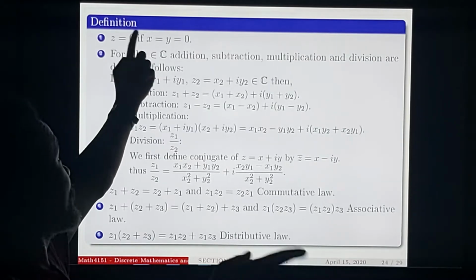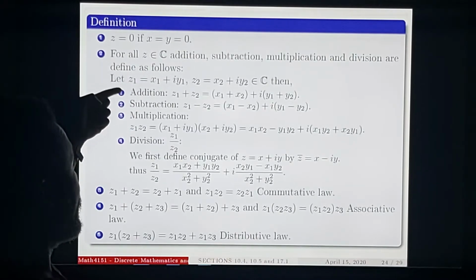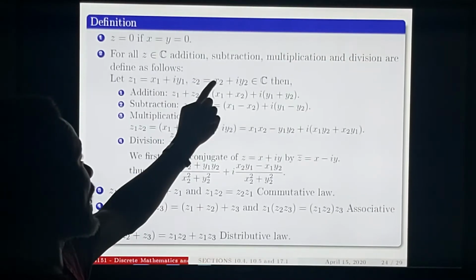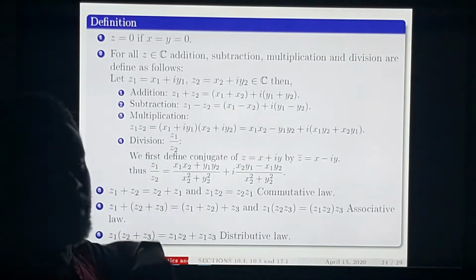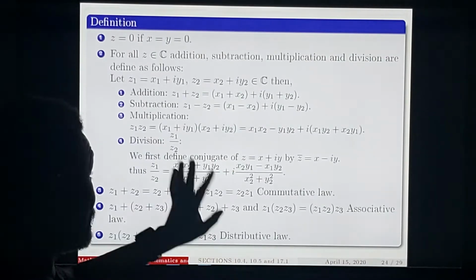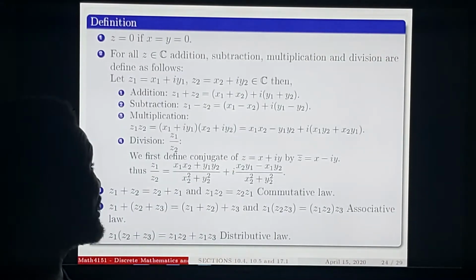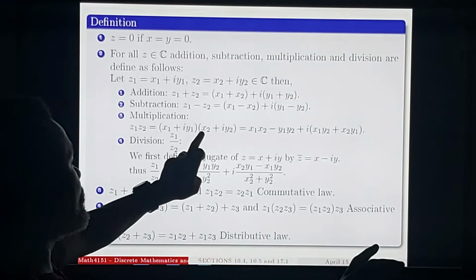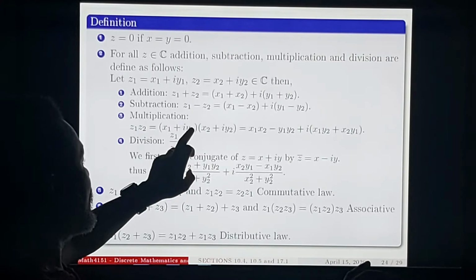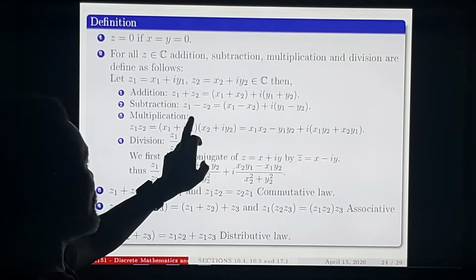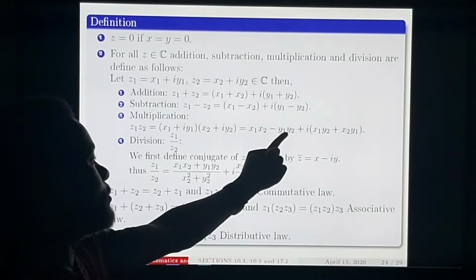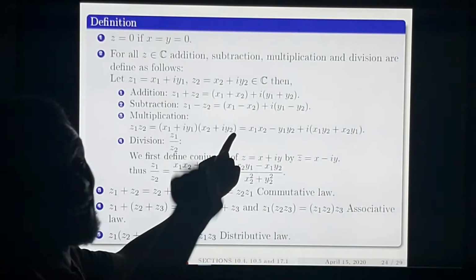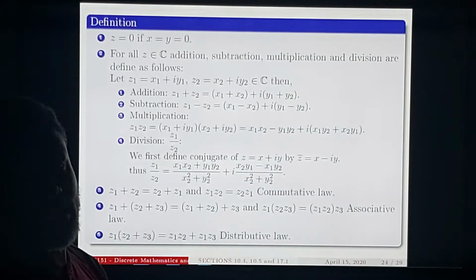When x and y are 0, then you have 0. Then addition: you just pick z1 and z2, pick the real part, add to the real part, the imaginary part, add to the imaginary part. Finish. Subtraction, you do the same thing. Multiplication, you just multiply the way you used to do binomial expansion. So this times this, plus this times that, and so on, and you end up with this. The only part here is iy1 times iy2 is i squared y1 y2, but i squared is -1, so this is why this is minus, like that.